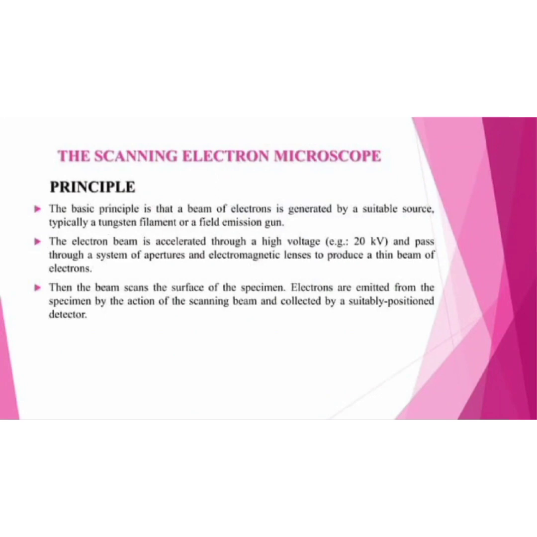generated by suitable sources, typically a tungsten filament or a field emission gun. Next, the electron beam is accelerated to a high voltage and passed through a system of apertures and electromagnetic lenses to produce a thin beam of electrons. Then the beam scans the surface of the specimen. Electrons are emitted from the specimen by the action of the scanning beam and collected by a suitably positioned detector.